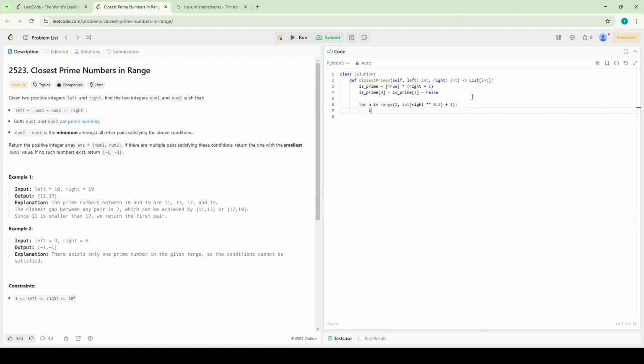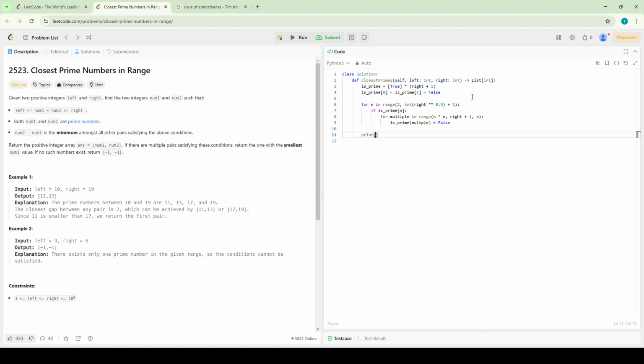So now, if is prime n, for multiple in range from n, not 2, right, it's actually n, up until right plus 1, and the step will be n, we will mark this as false.